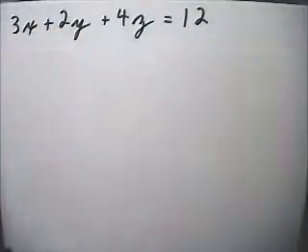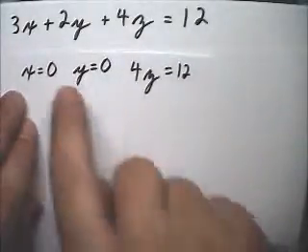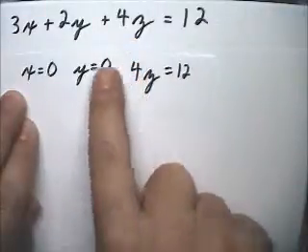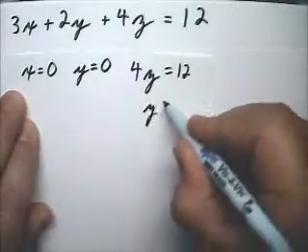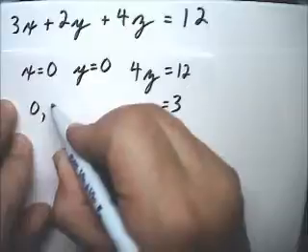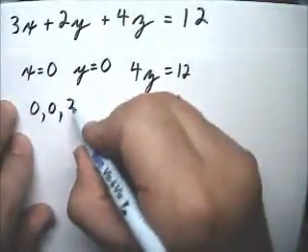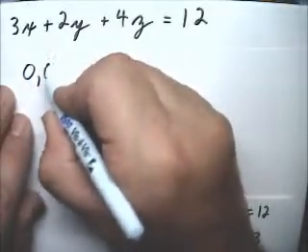So we're going to do a very similar thing here. First I'm going to let both x and y be 0 and figure out what z is. See, if x and y are 0, then 4z equals 12, so z equals 3. So that means I have the point 0, 0, 3. So that's going to be one of the points that we graph.